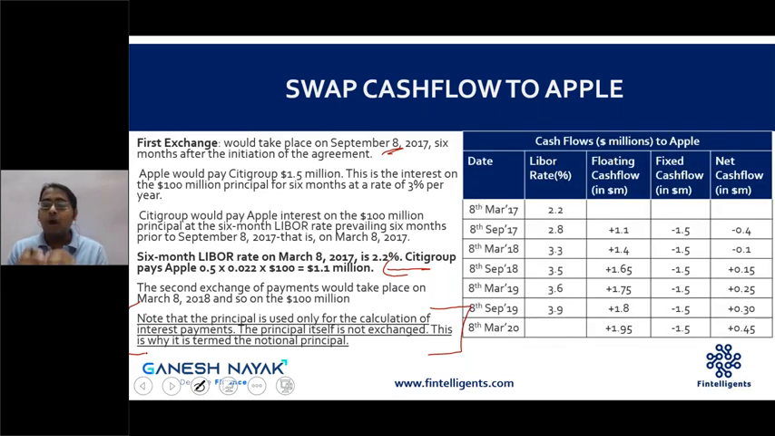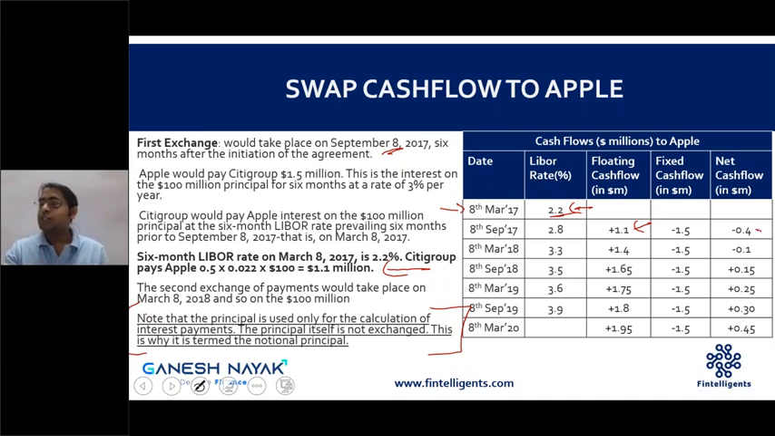Now, how exactly does this entire swap look for the entire 3-year time frame? Okay, so the swap starts on 8th of March 2017. On that day, the LIBOR rate was 2.2%. This 2.2% will be used in future. That means to calculate this $1.11 million, we'll use 2.2%. So whatever rate that we see on 8th March 2017 is actually going to be used on 8th September 2017 for making the payment.